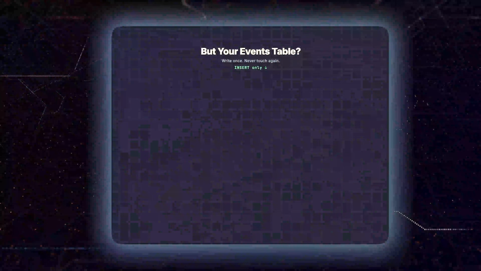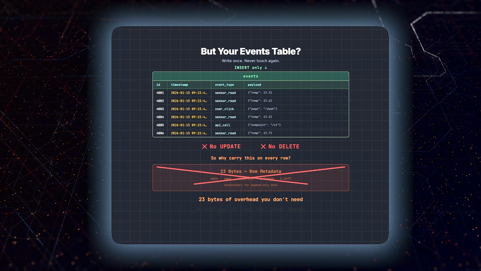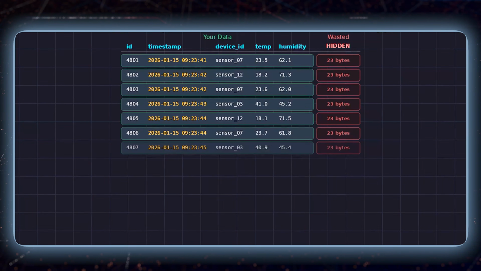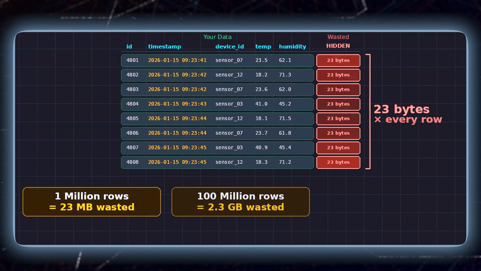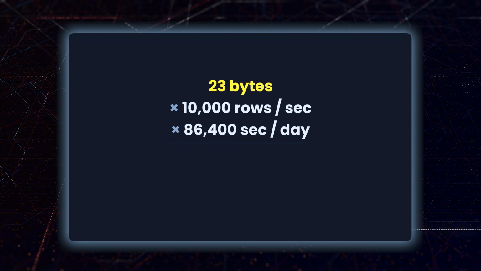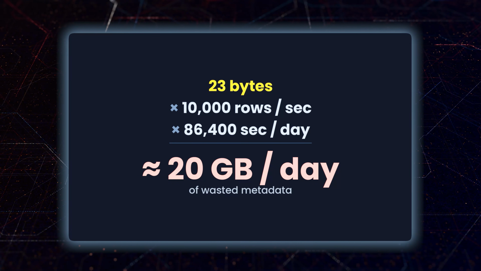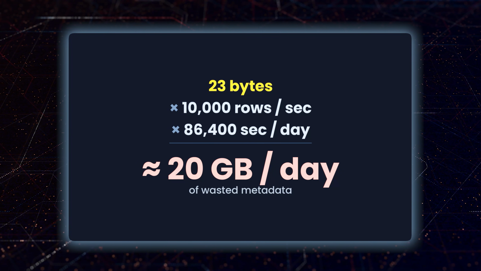And for a users table or an orders table, that makes total sense. Rows get updated all the time, and you need that bookkeeping to make sure that you're not writing and reading at the same time. But things like your events, your logs, this data is append only. You write it once and you never touch it again. So every single row is now carrying 23 bytes of metadata that exists to manage updates and deletes that will never happen. Now, 23 bytes sounds tiny, but when you're inserting tens of thousands of rows per second, that overhead adds up to gigabytes per day of storage that's just doing effectively nothing.